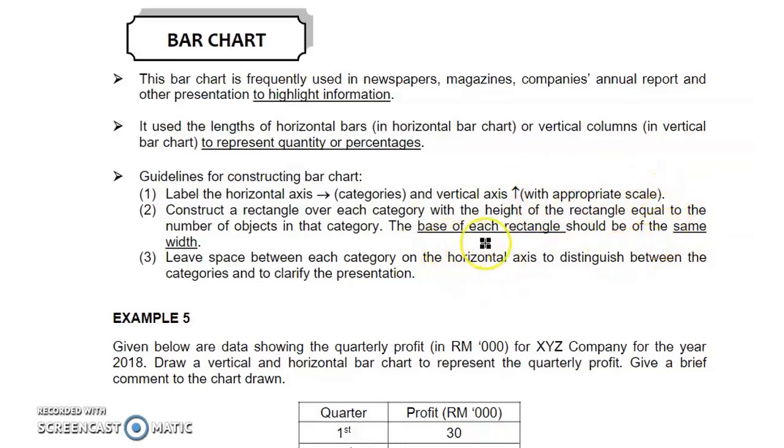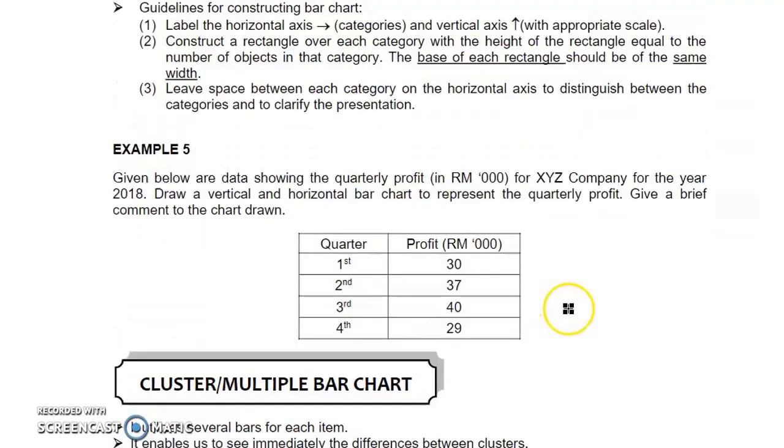Then the base of each rectangle should be the same width. For example, if for the first category you use 10 boxes, for the next category you also use 10 boxes. Then leave space between each category on the horizontal axis in order to distinguish between the categories. Okay, look at this example.